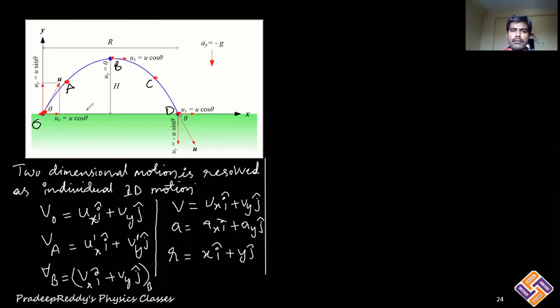Clearly, I told you for this body along x-axis acceleration is 0. Now let us find out velocities and all terms along the x-axis. That is horizontal.